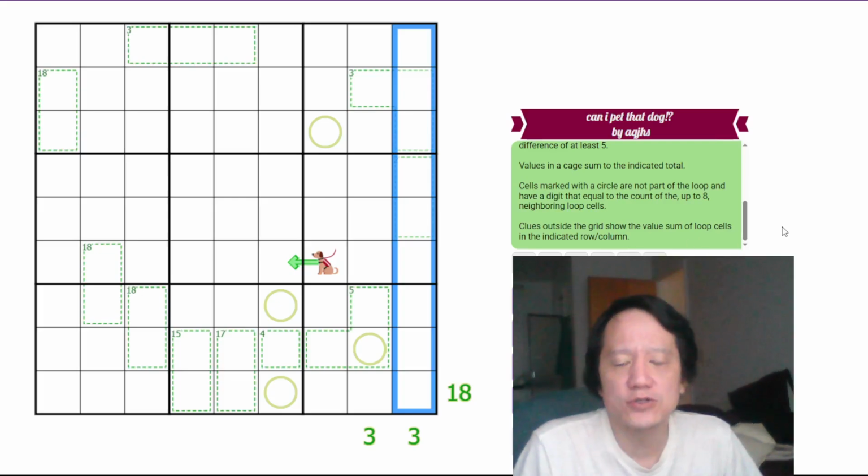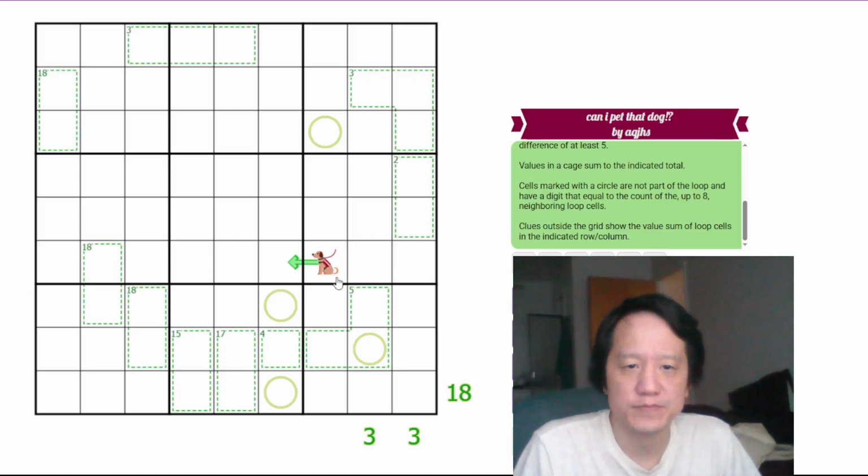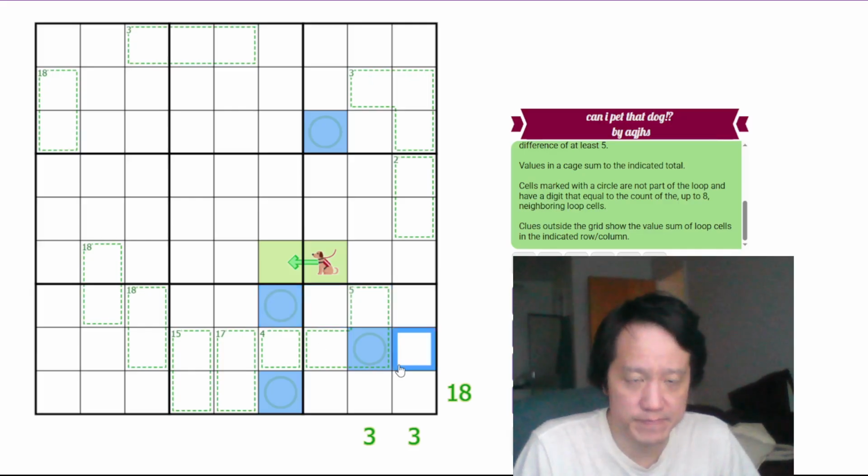And those are all the rules. If you'd like to play along, there's going to be a link in the description. And now, I'm going to get started. Let's go. Okay, so these 2 are on the loop. We know that for certain. None of the circles are on the loop, so we can do that to add up to 5. So this cell is whatever the digit is.